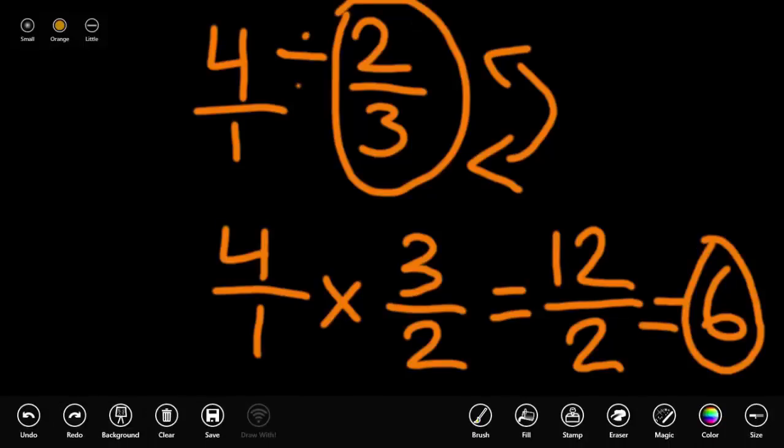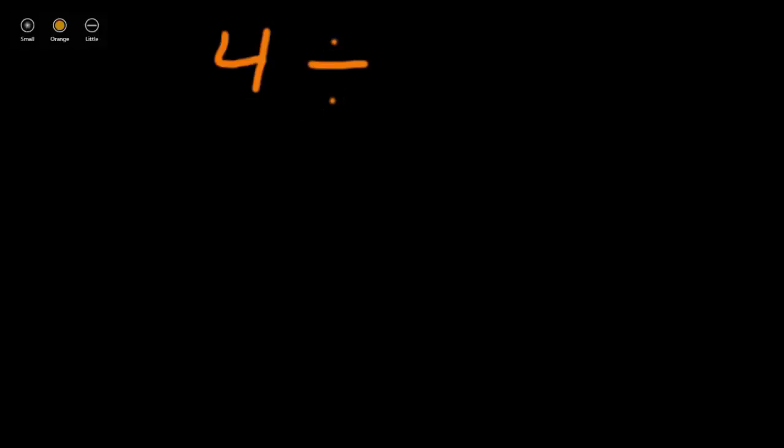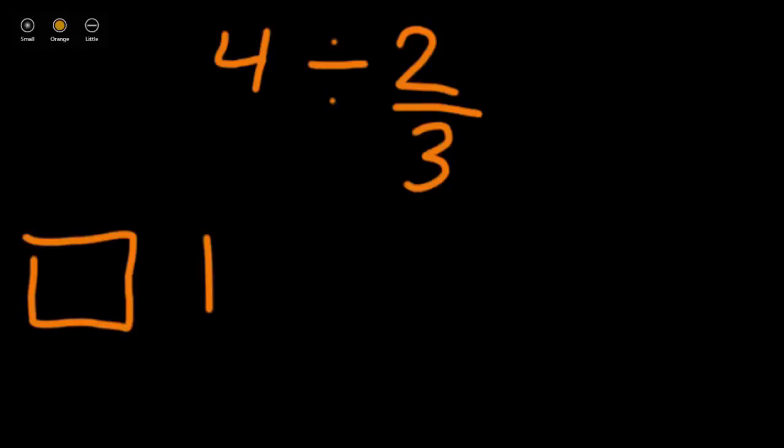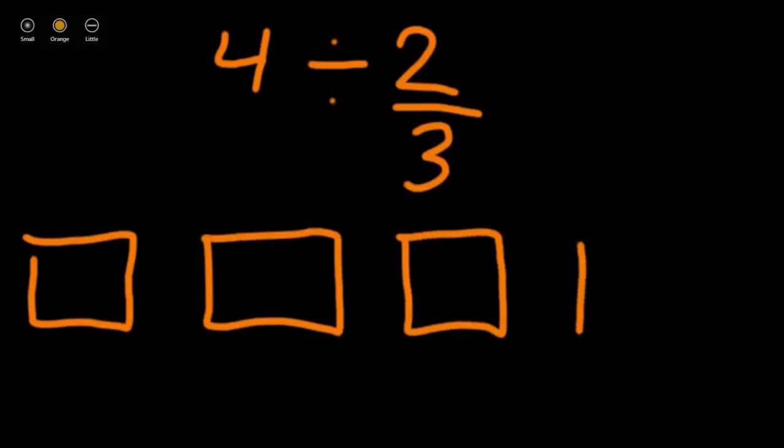Now to model this math that we just did, and to help it be a little easier to understand, I'm going to start back with our original problem, 4 divided by 2/3. Now anytime we're modeling an equation, we want to start with our first number, or our first part of our equation. In this case it's 4. 4 is a whole number, so I'm going to represent that 4 by showing 4 wholes, or as we've talked about it in class, 4 brownie pans.